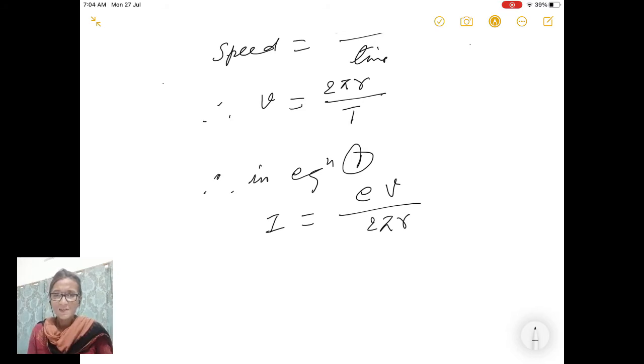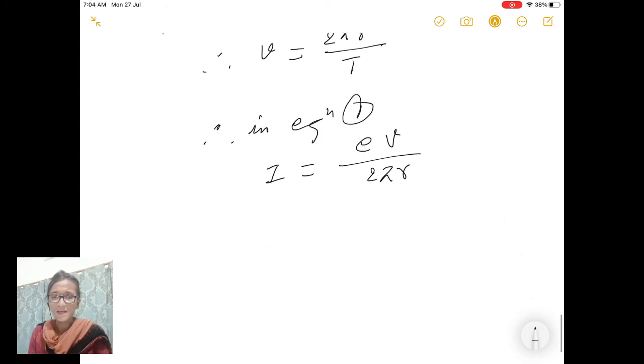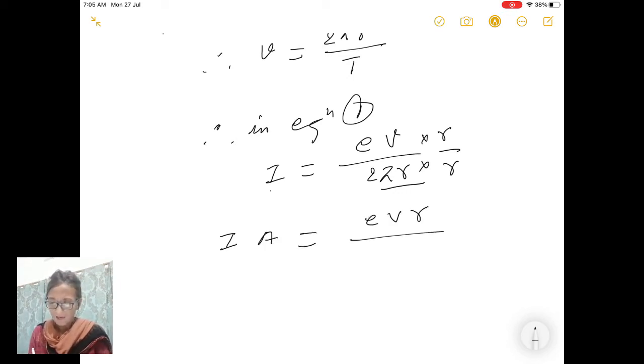And we are interested in finding the magnetic moment due to this circulating electron. For the magnetic moment we need current into area. Here we have only pi r, so we multiply with r in the numerator and denominator to get an area, pi r square. Now this pi r square is your area. I into area is equal to e v r upon 2.